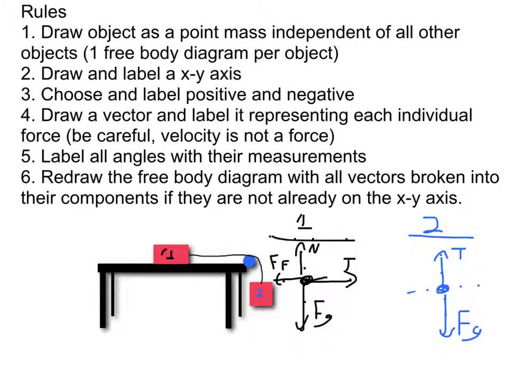And if I had to guess, I'm going to guess that the tension here is greater than the force of friction, specifically because I'm guessing that gravity here is pulling box number two down harder than the force of friction on box number one can resist. But you'll see how that works out mathematically in the next problem.